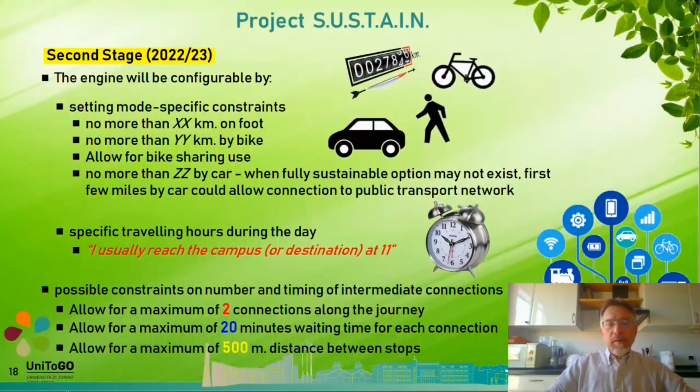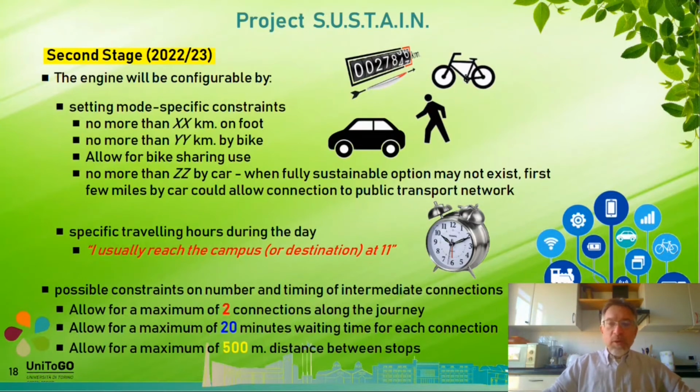Moreover, we are working to customize the routing engine so that its way of working can be controlled from many points of view. For example, setting a limit on the number of kilometers, on the distance covered on foot, by bike, even by car, because of course if there's no connection from your home to the transport network which is close enough to do it by foot or bike, you can even go for a few miles by car and have a quite sustainable journey anyway.